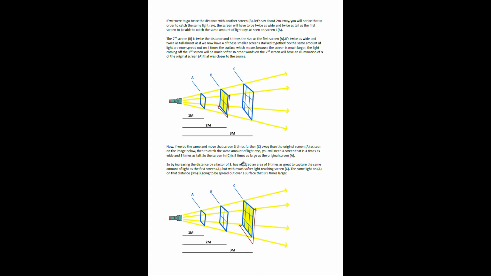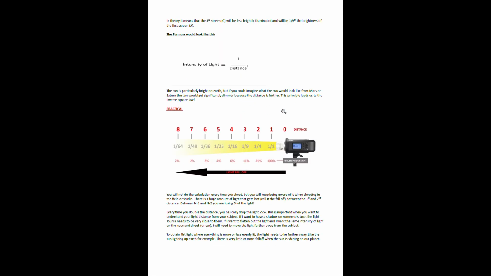Please read through the rest of these illustrations. It's very self-explanatory, but it's really important for you to read this and make sure that you understand the principle behind this. The formula would look something like this. It's always your intensity of light equals 1 over the distance squared. Now, you don't have to sit and do mathematics the whole time while you're shooting. If you understand the principle, then at some point you will start to understand what the implications would be when light moves further or closer to your subject, or when the angle changes. It's very important to understand this.